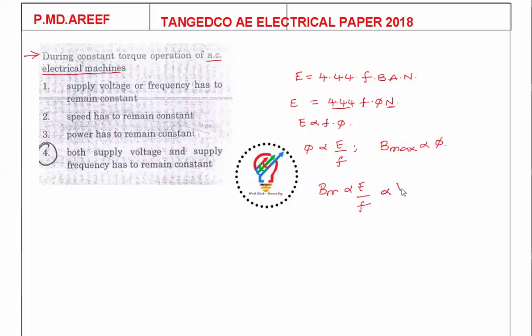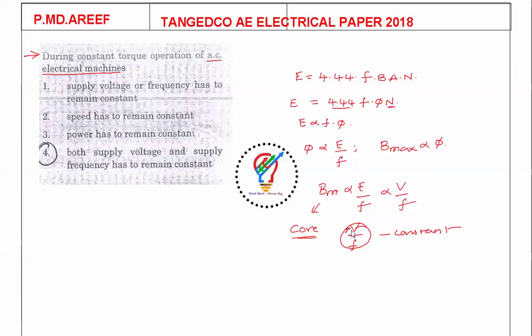You can also treat this one as V by F. For any electrical machines, the maximum flux density depends upon its core. So once the core is designed, we cannot change this. So here for multiple operation purposes, we can change the voltage along with the frequency, but the ratio should remain constant only. It should not change.